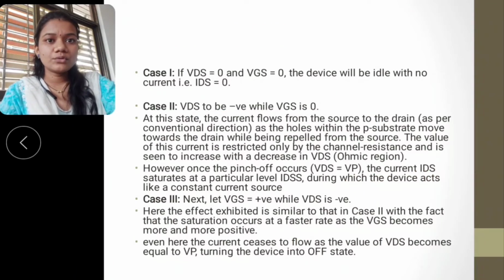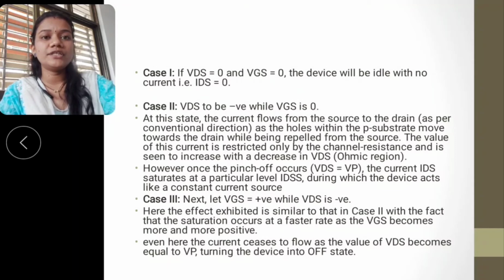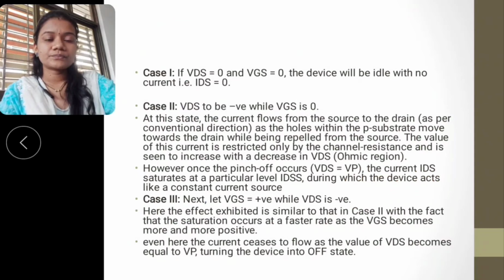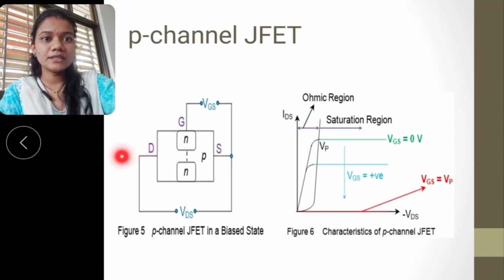So it also has 3 cases. Case 1, when your VDS is 0, means drain to source voltage is 0 and VGS is also 0. So it is nothing but no current. Next, case 2 is VDS negative while VGS is 0. So VDS is negative. Okay.